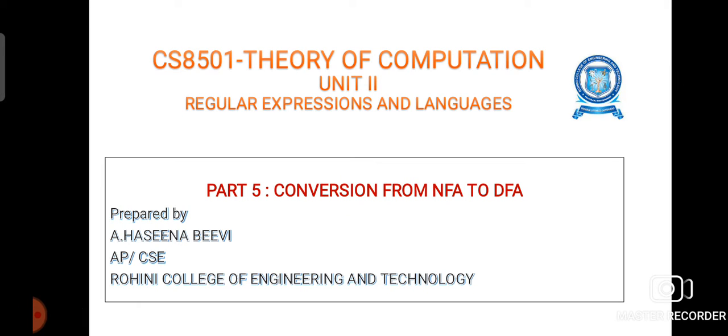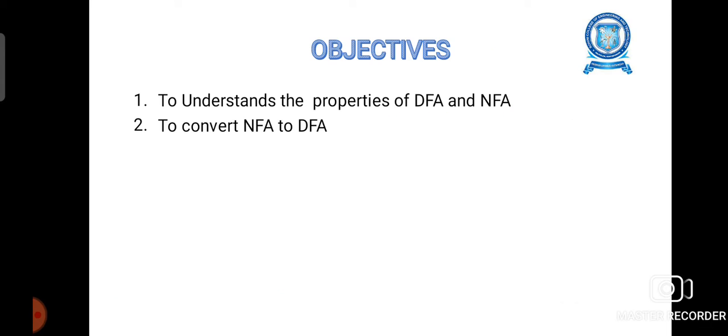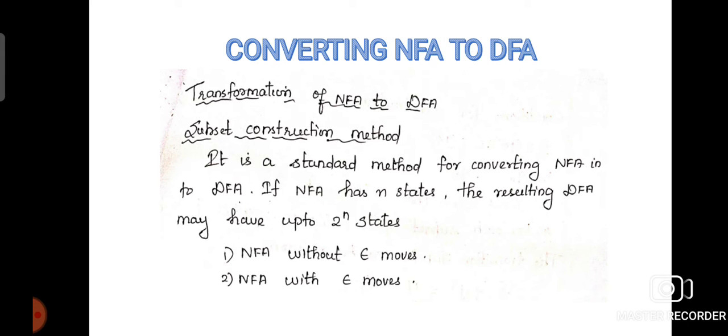Viewers, this video lecture is for the subject Theory of Computation and for the topic Conversion from NFA to DFA from the second unit. And the objectives are to understand the properties of deterministic finite automata and non-deterministic finite automata and to do the problems to convert the NFA into DFA.